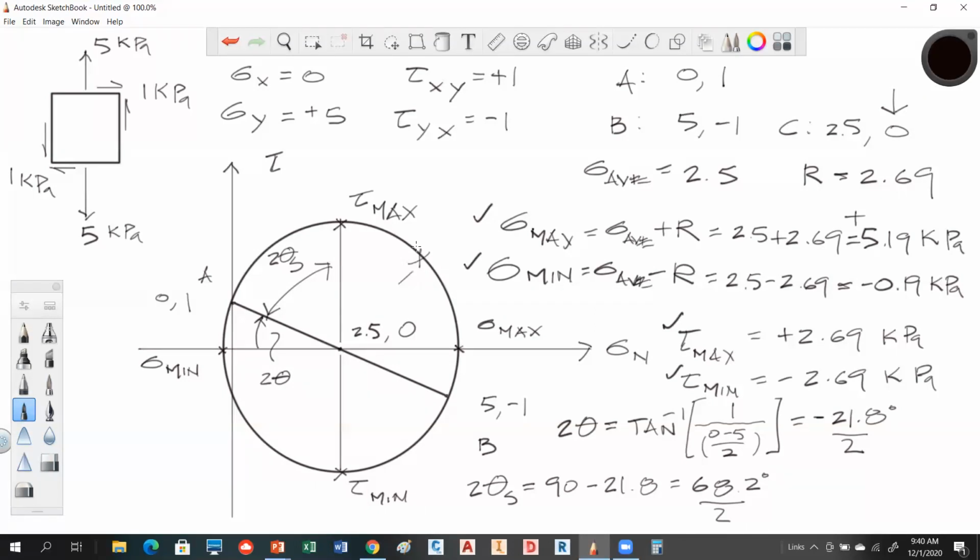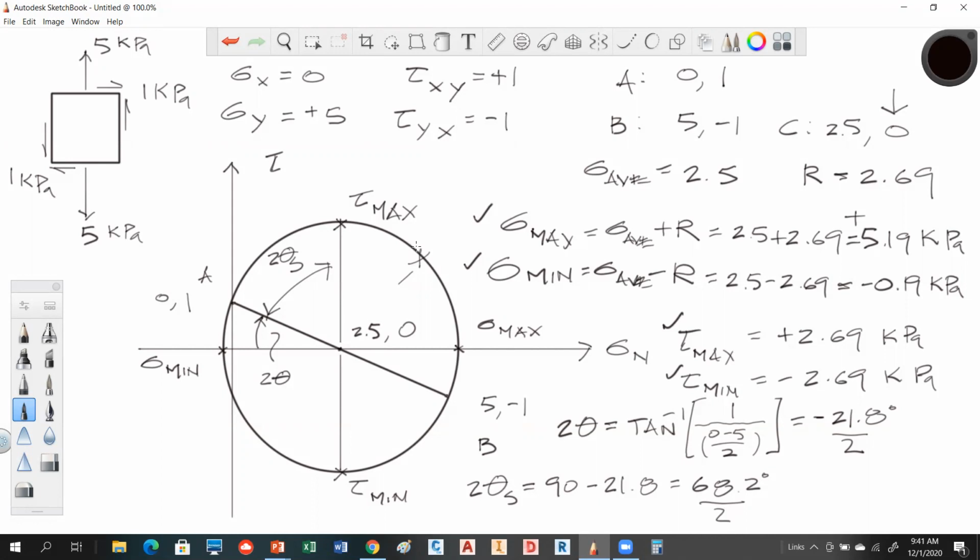But yeah, that's a good point, Max. What you're after is min and max normal stress, min and max shear stress, and the angles of the planes along which those occur. And that's what we're looking at, okay? And what we're doing is just combining those two together. Does that make sense now?